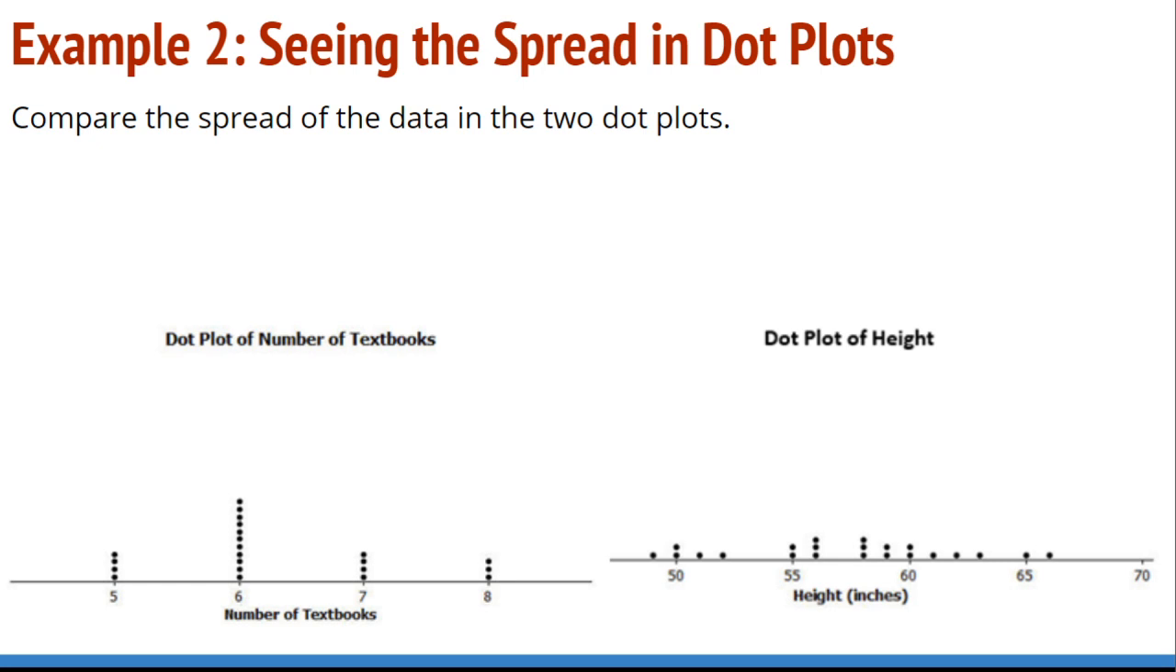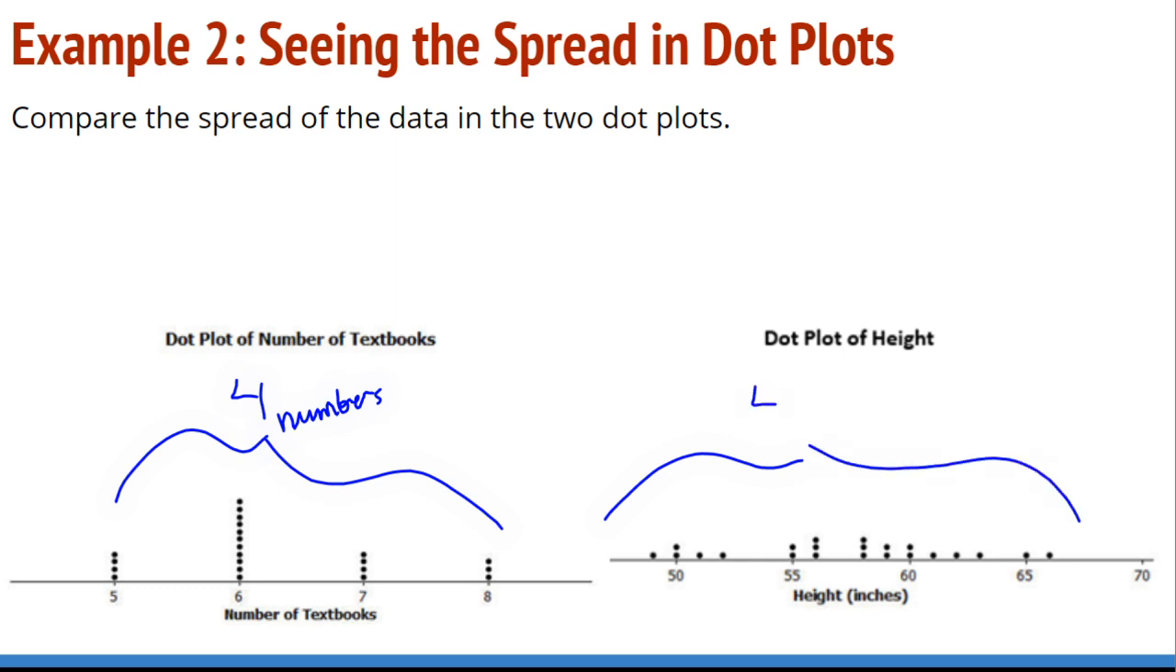So taking a look at the spread of these two dot plots, what are some things that we notice? Well, this one is spread out over 4 numbers, 5, 6, 7, and 8. This one is spread from 49 all the way up to 66, even though we do skip a couple of numbers in there. So I'm looking at the height here and saying, wow, that is really, really spread out by comparison.